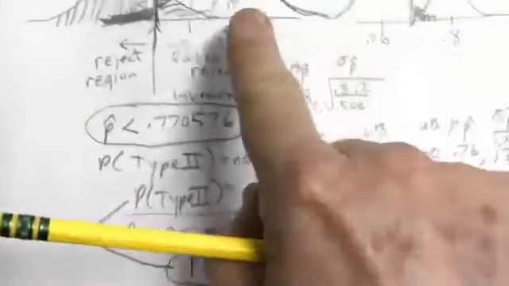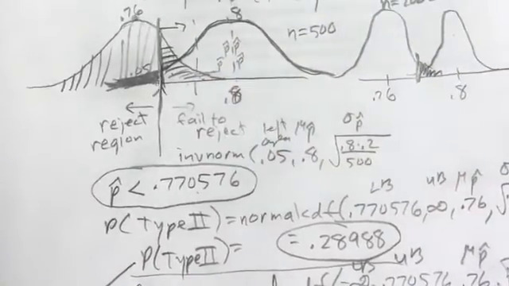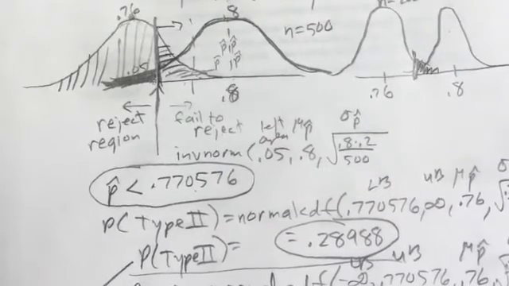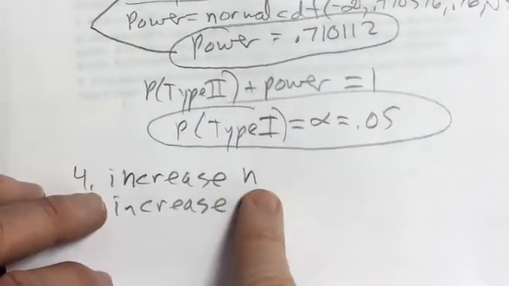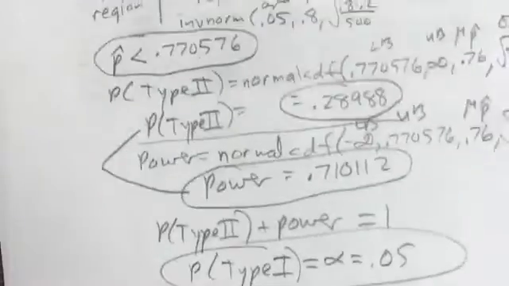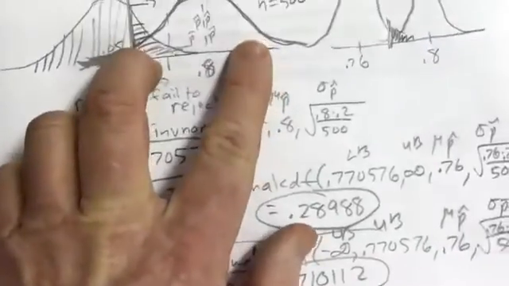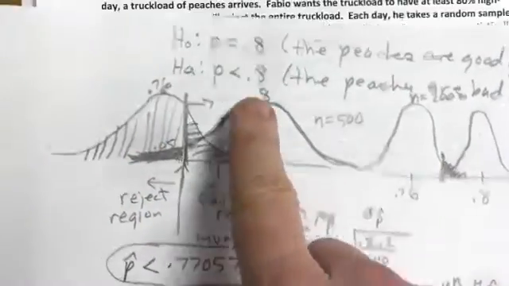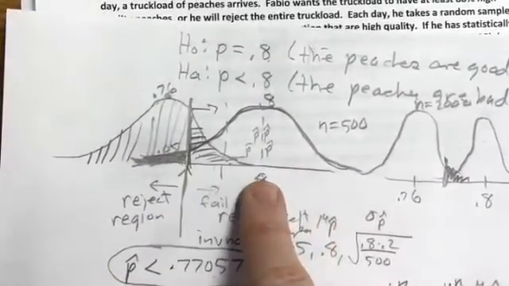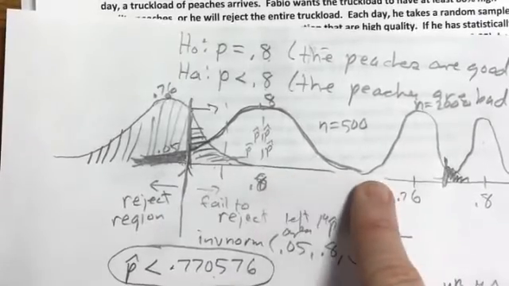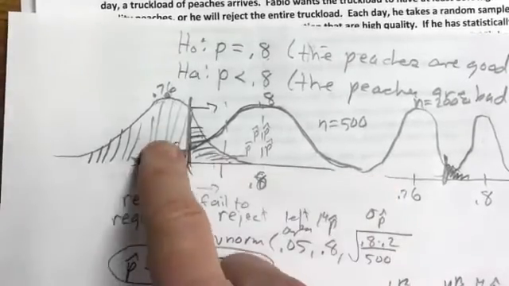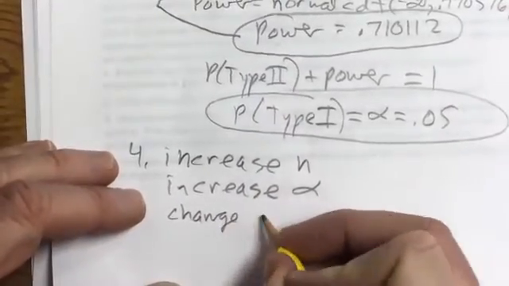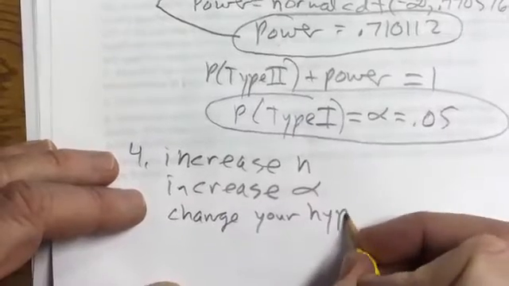So if they increased alpha here, he would reject more bad truckloads of peaches, but he would also be rejecting more good truckloads of peaches. The sample size can take more time and money, so there's a trade-off there. The last thing you could do is change your hypotheses. You could move these curves further from each other, and specifically the null hypothesis value, as opposed to 80% being your standard, you could move it to 90%. And that would make you more likely to reject the 0.76. And so you could change your hypotheses.